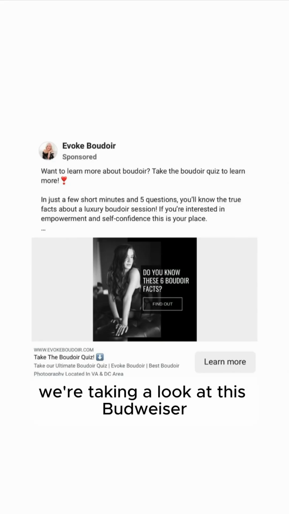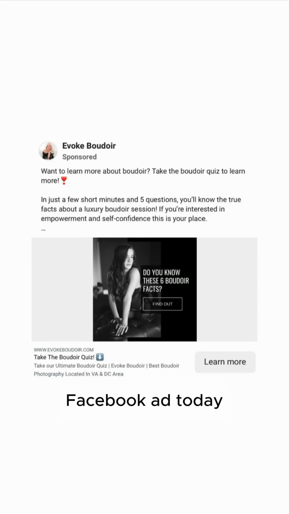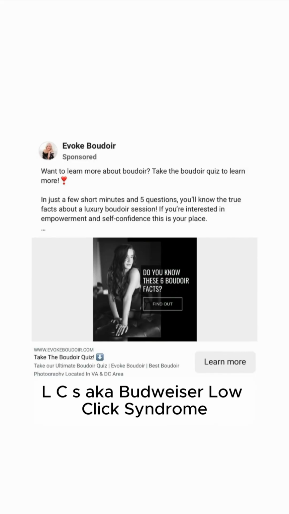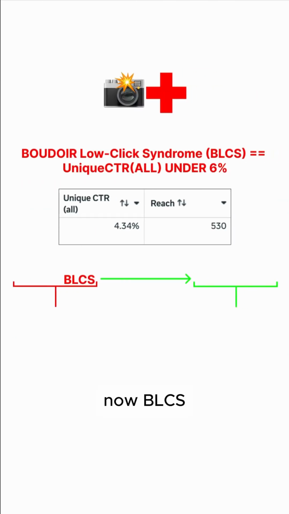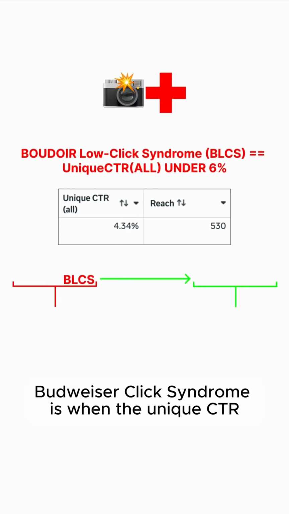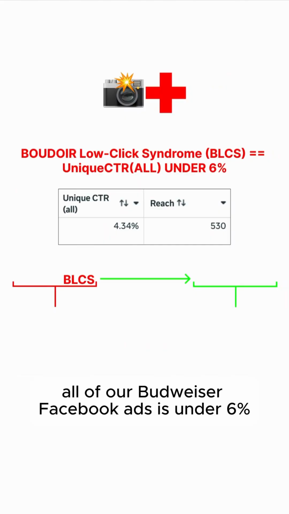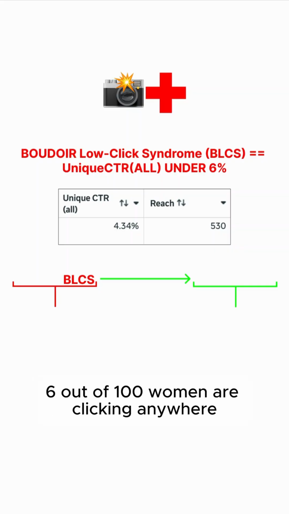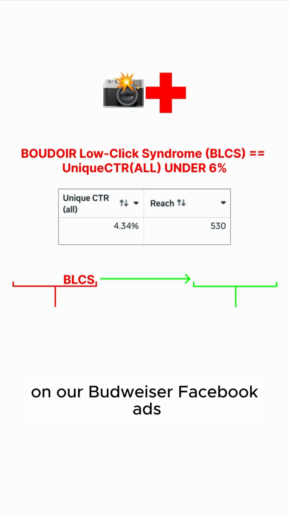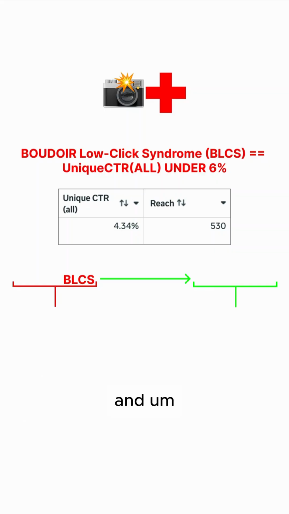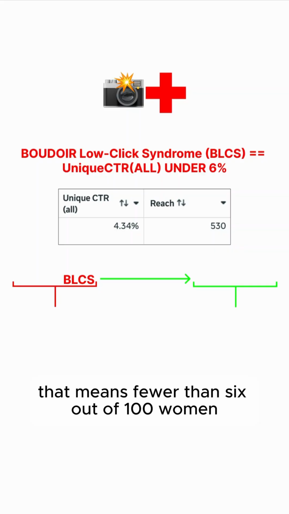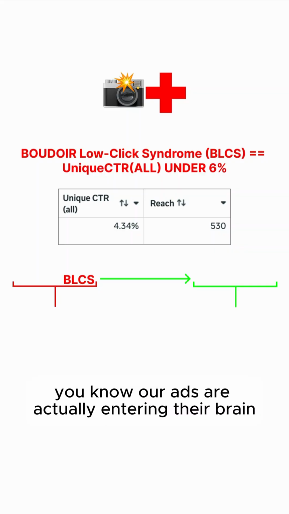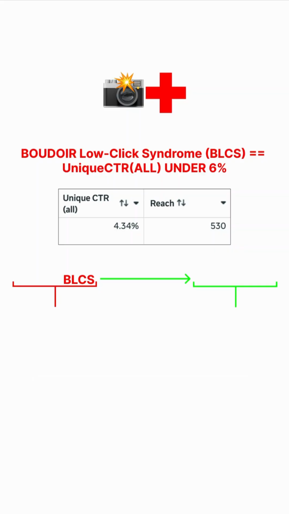All right, y'all, we're taking a look at this Boudoir Facebook ad today, seeing if it has BLCS, aka Boudoir low click syndrome. Now, BLCS, Boudoir low click syndrome, is when the unique CTR of all our Boudoir Facebook ads is under 6%. This means fewer than 6 out of 100 women are clicking anywhere on our Boudoir Facebook ads. And that means fewer than 6 out of 100 women, our ads are actually entering their brain.